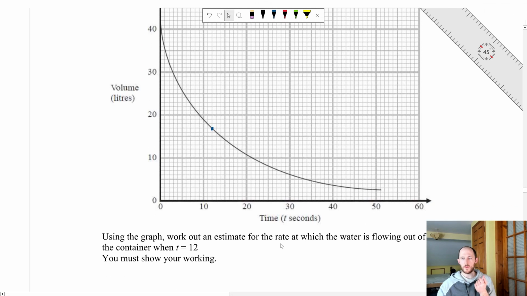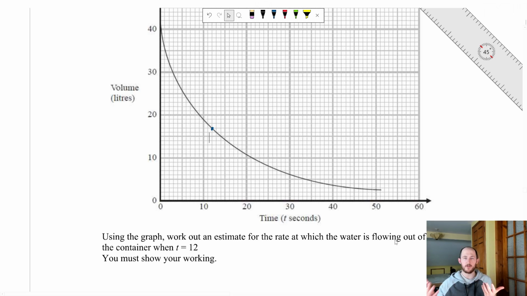Now, how would we do that? Well, for a rate, that's going to be volume per unit time. So it's basically just asking us to work out the gradient of the graph. Now, the reason again why this is tricky is because they don't word it very easily. They don't say calculate the gradient of the graph. They say work out the rate at which the water is flowing out, and you have to kind of deduce.